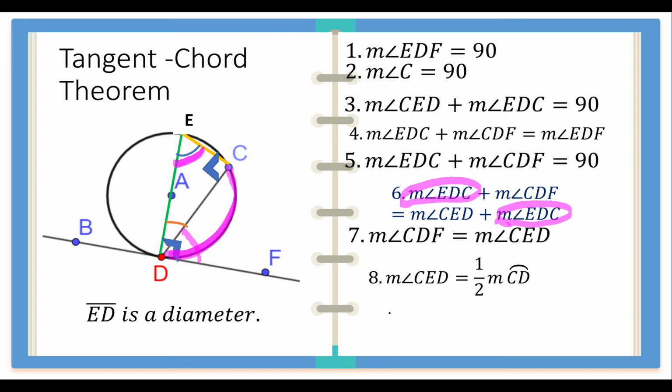And connecting your statement 7 with your statement number 8, the measure of angle CED can be substituted with 1/2 the measure of CD. We have statement number 9. The measure of angle CDF is equal to 1/2 the measure of arc CD. Let's take a look at it in the figure.